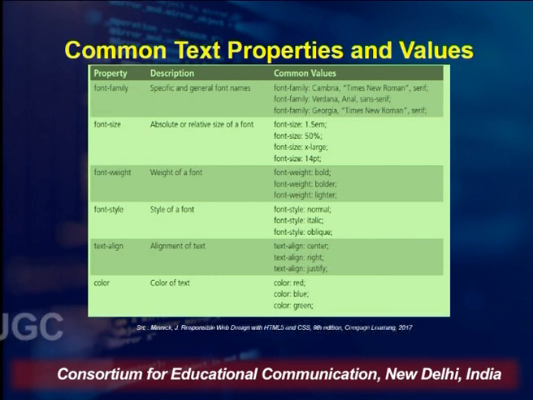Then you also have the font weight, that is the weight of the font. In this you can specify whether you want a bold font or other types of font. Then we always have a font style. Font style means whether you want an italic style, a normal style, or an oblique style. So, font style, font size, font weight and family can be specified.